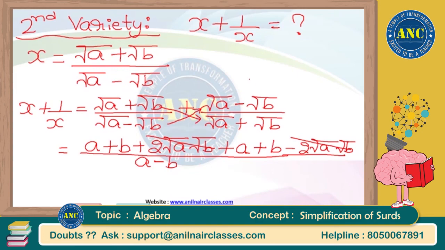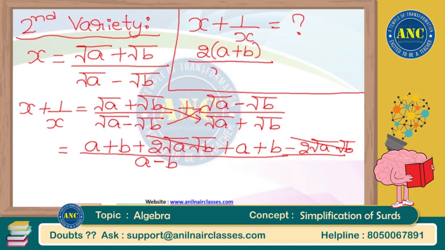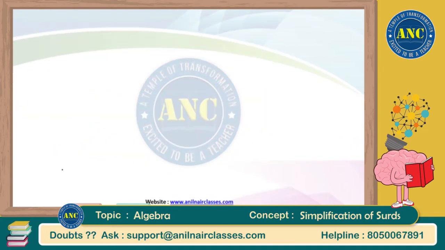So this is nothing but x plus 1 by x is what I am talking about. I can write this as 2 into a plus b, if I take 2 common, it is 2 into a plus b divided by a minus b. Very, very important concept. Very, very important second variety of problem. I will write it in the next screen once again.